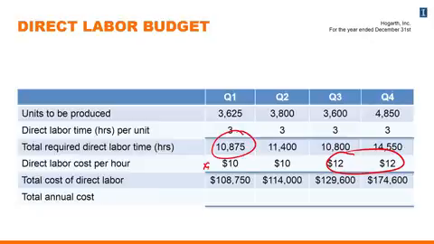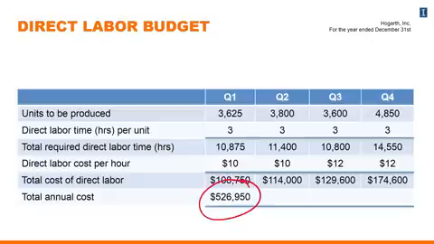So, in quarter 1, we require 10,875 direct labor hours. We pay on average $10 for each of those direct labor hours, and our total payments will be $108,750. Similar calculations for each of the quarters allows us to calculate the total annual cost for direct labor, and that is $526,950.